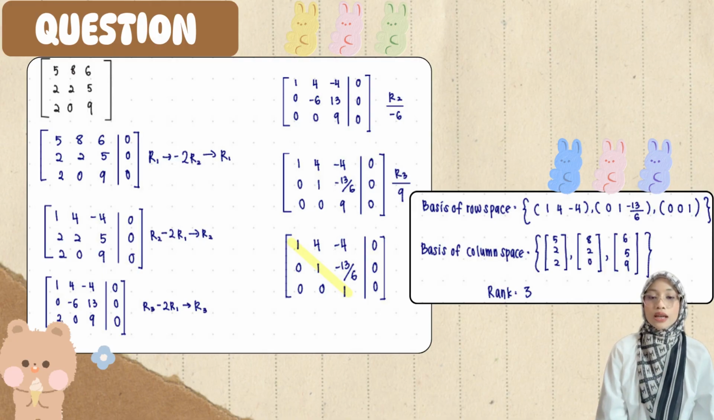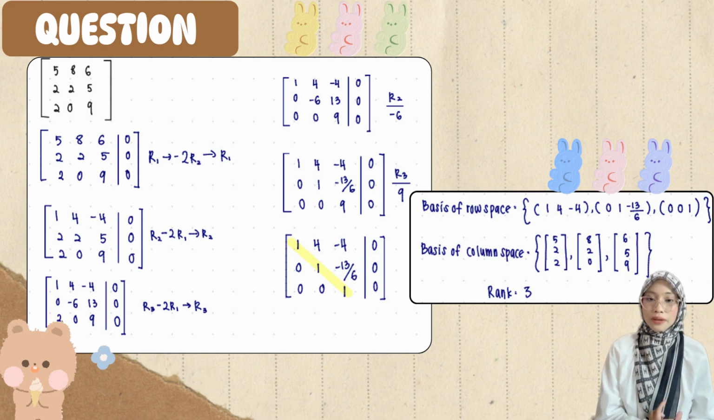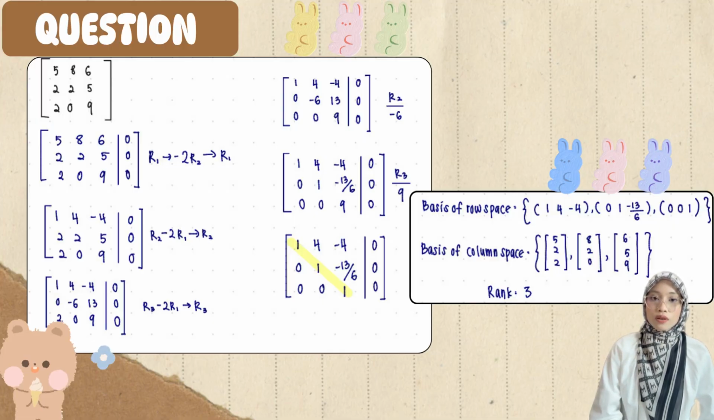Null space. We find the null space by solving the homogeneous system Ax equals 0. Because our REF has 3 pivots for a 3 by 3 matrix, there are 0 free variables. This means the only solution for x1, x2, and x3 is the trivial solution where all variables equal 0. Therefore, our null space only contains the zero vector. Null space of A equals 0.